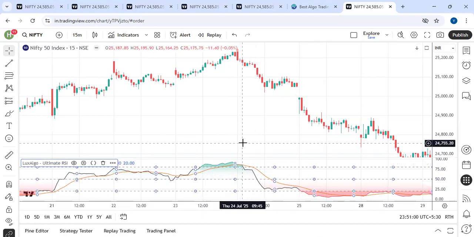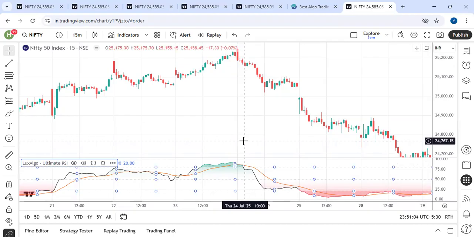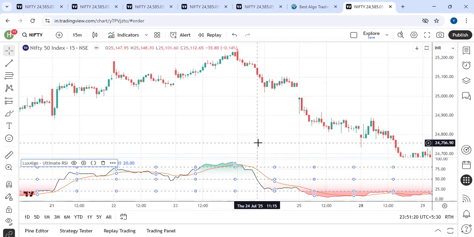So for a sell setup, you would have initiated a sell at this level, 25,158, and you would have got out at this level, 25,112. Not bad, right? Not bad at all. So how much did you make? 158 to 112, so around 44, 45, 46 points.